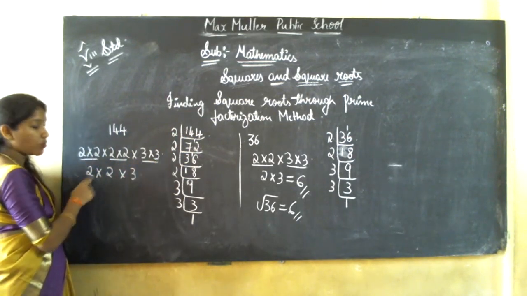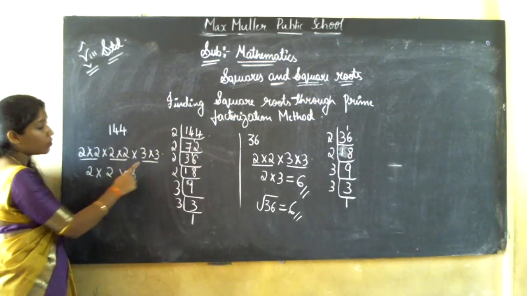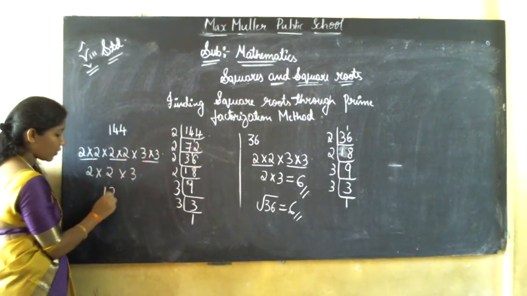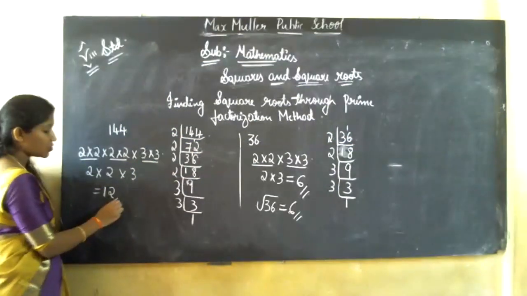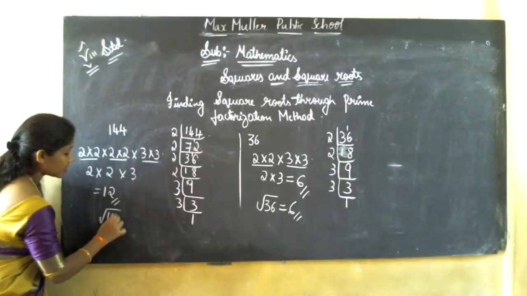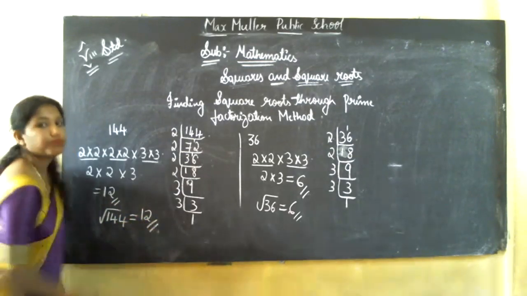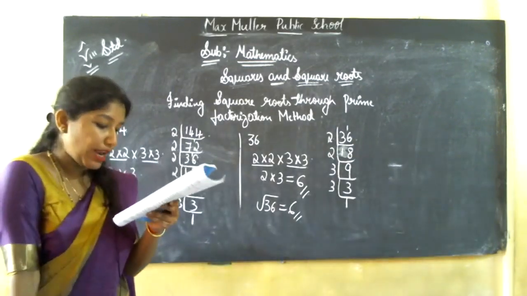2 cross 2, write down 1 two. 2 cross 2, another 2. 3 cross 3, write 3. So 3 2s are 6, 6 2s are 12. The number is 12. So the square root of 144 is 12. Understood? Hope all understood, students.